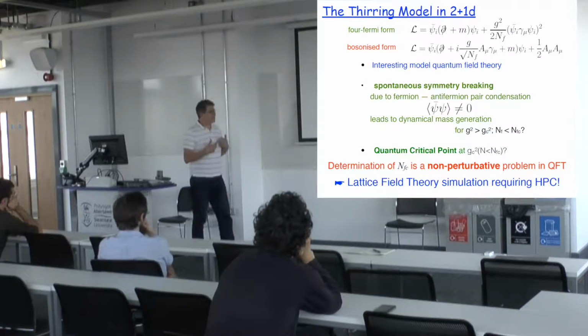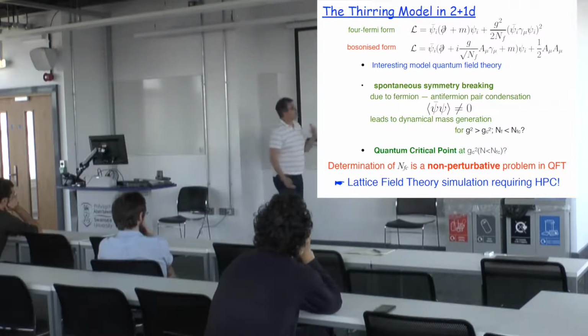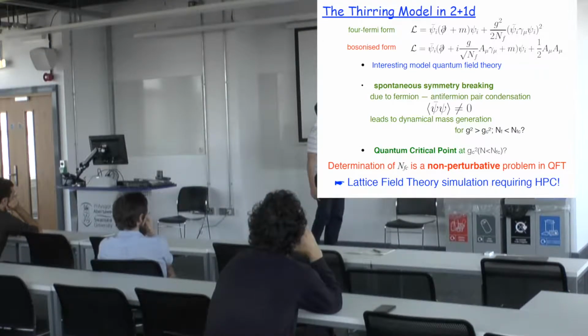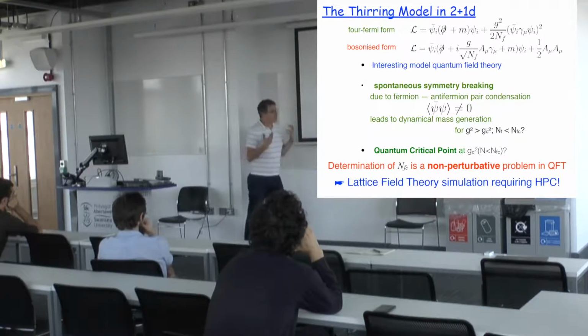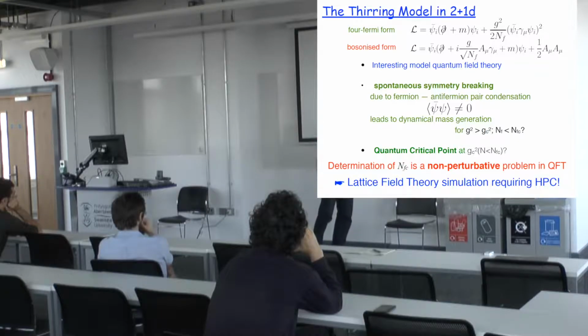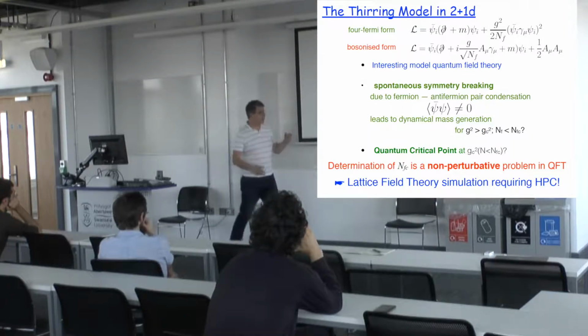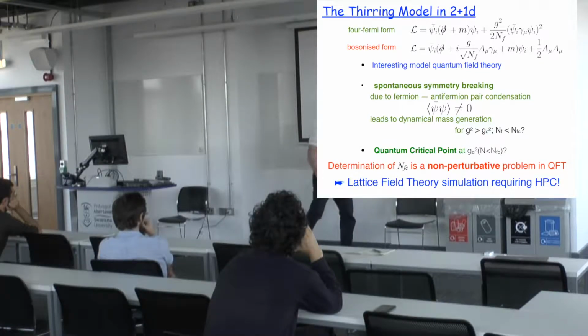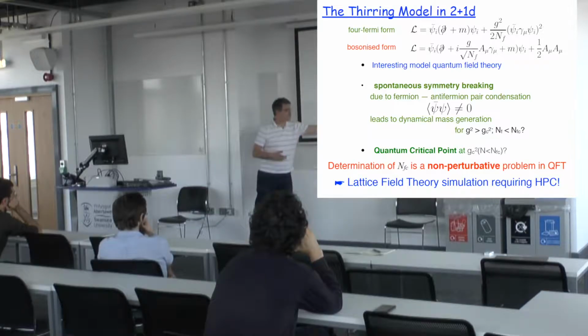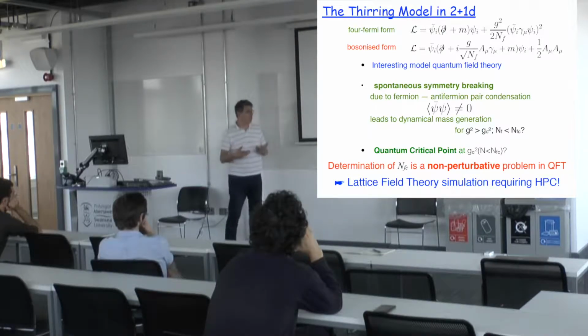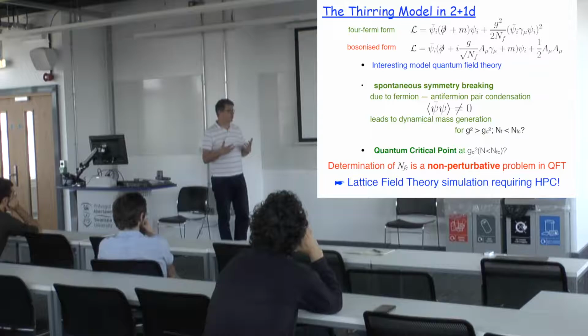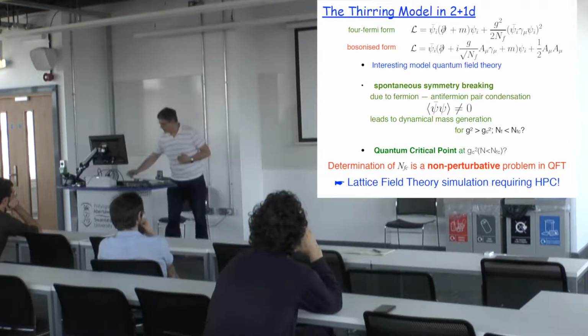Now the theory says that this could happen as long as the coupling, the strength of the interaction, is large enough, bigger than some number, and also if the number of different fermions in the model is smaller than some number. And what I'd really like to do at the moment is work out what this critical number is. It turns out that the determination of this number is a very difficult problem. It's what's called a non-perturbative problem in quantum field theory. That means we need to use Supercomputing Wales.